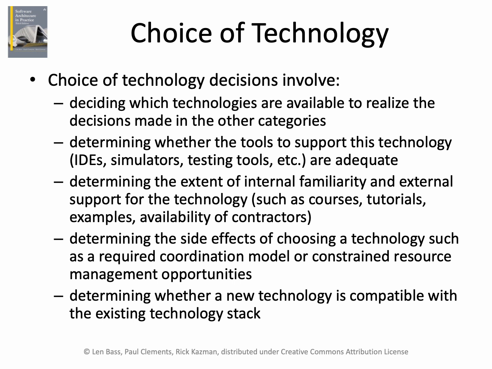Choice of technology. Choice of technology decisions involve deciding which technologies are available to realize the decisions made in other categories, determining whether the tools to support this technology, IDEs (integrated development environments), simulators, testing tools, etc., are adequate, determining the extent of internal familiarity and external support for the technology, such as courses, tutorials, examples, availability of contractors, determining the side effects of choosing a technology such as required coordination model or constrained resource management opportunities, and determining whether a new technology is compatible with the existing technology stack.